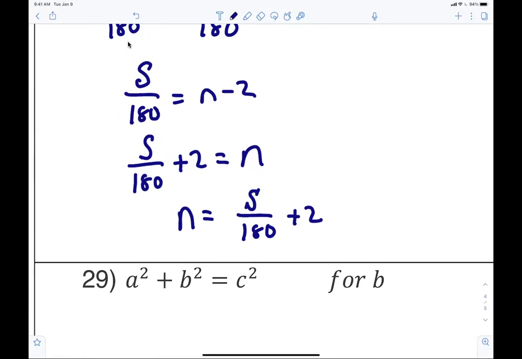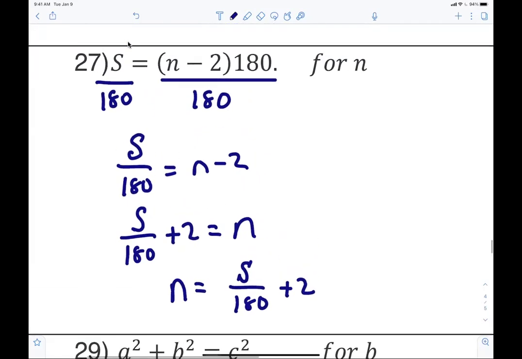It's kind of confusing. It is confusing. That's why you're practicing. That's why there's a lot of them. If you get n equals S plus 2 over 180, no. Because you have to divide before you add. Why would you divide? Because I'm undoing multiplication.